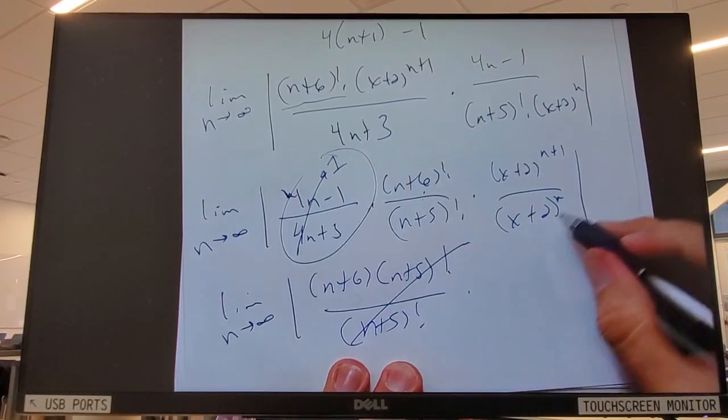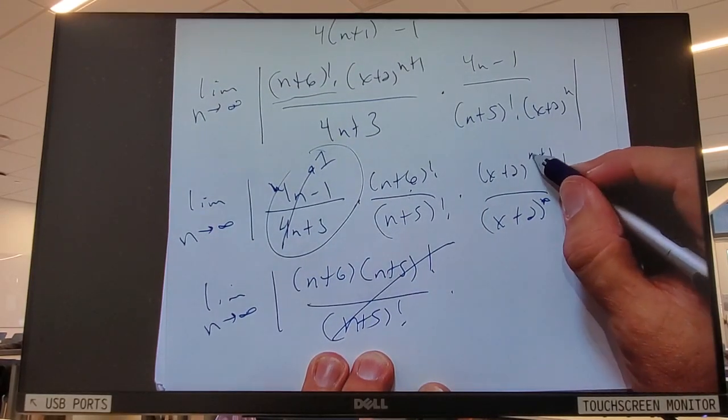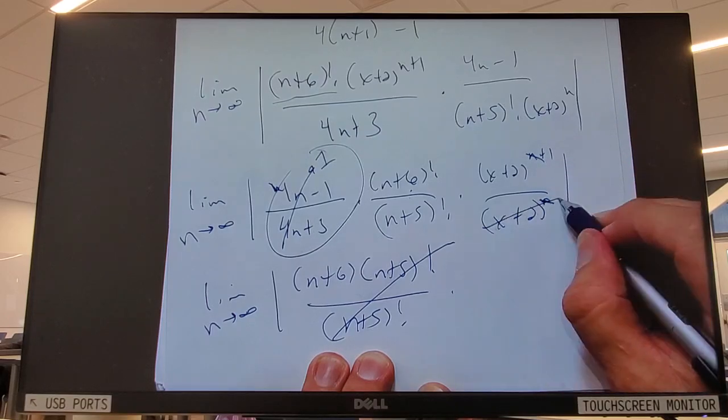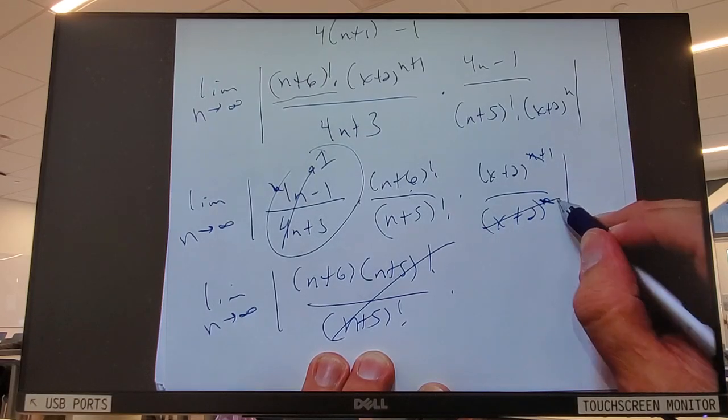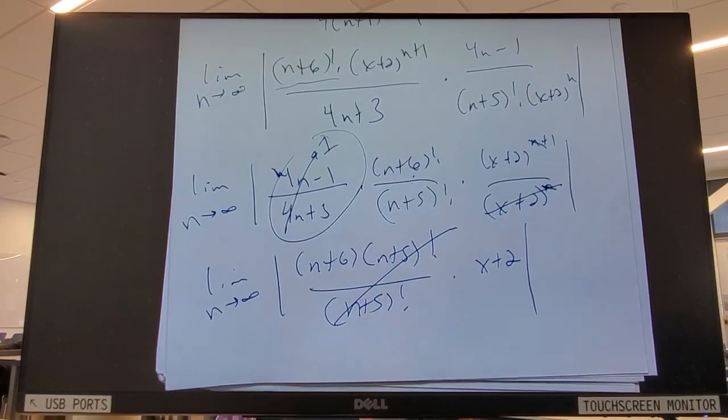And of course I got my x stuff. What happens to the x stuff? How many x's cancel? How many x plus 2's cancel? N of them. Yes? And then how many are left? 1. I had a few people that get stuck. A few people got to this point, but then didn't keep going.